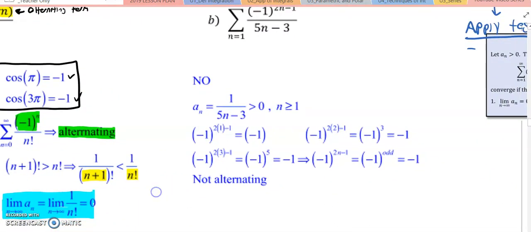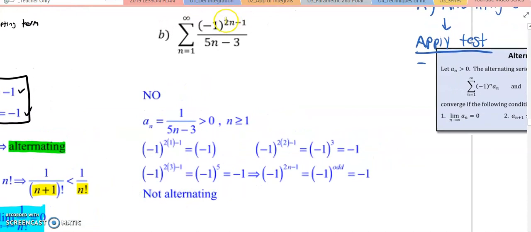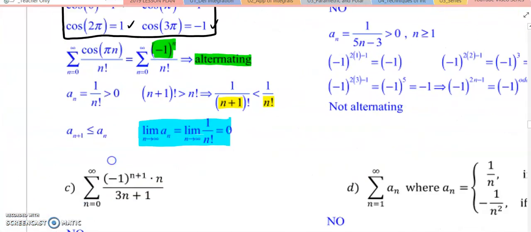Letter B was mentioned briefly, but just to show you the formal work for this, it's not alternating because this 2n minus 1 term does not create alternating terms. It will always create an odd exponent. And when you take -1 to an odd exponent, it will always equal a negative number. So these were not alternating, and that's the reason why.